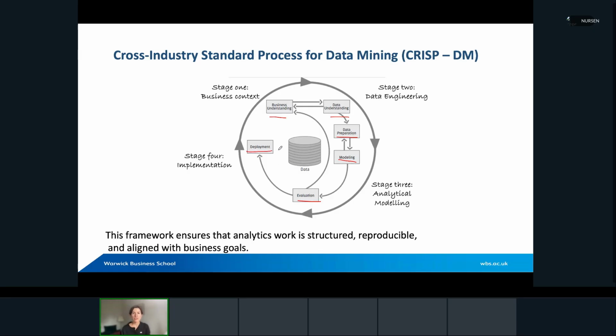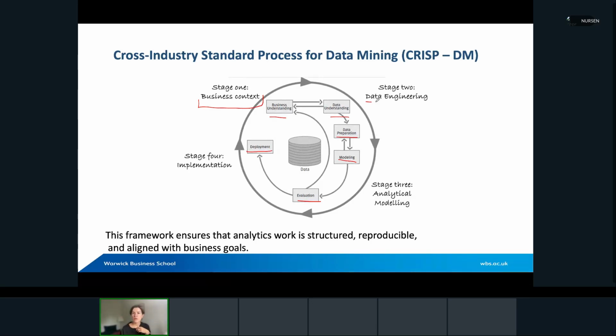Overall, we can actually divide these 6 steps into 4 stages. In stage 1, we focus on the business context. We try to understand the problem, okay? We will discuss it in the next slide in more detail. But stage 1 is all about the business context, understanding what we want to solve.